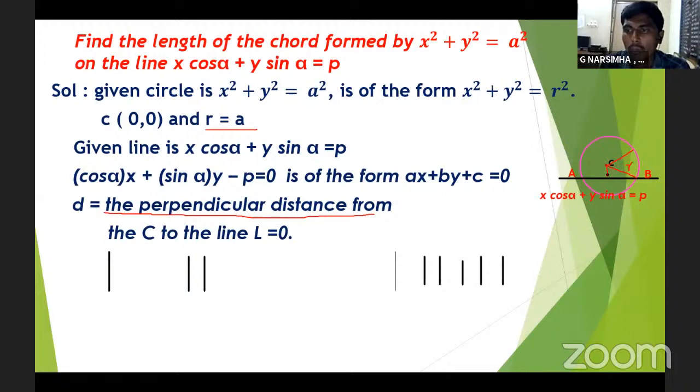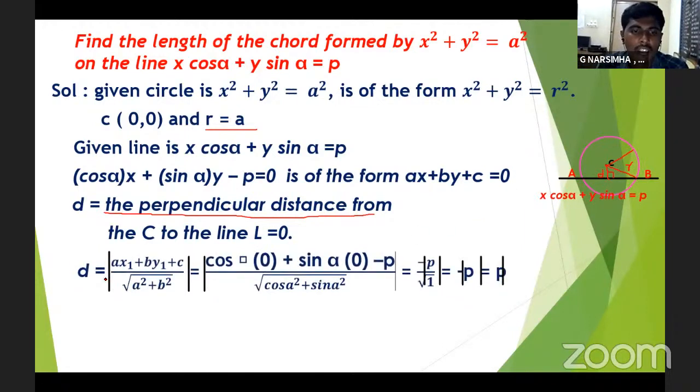Here, small d means the perpendicular distance from the center of the circle to the line L. As you know already, the perpendicular distance from the point x1, y1 to the line ax plus by plus c equals 0 is modulus of ax1 plus by1 plus c by root over a square plus b square. This is the formula for perpendicular distance from the point x1, y1 to the line ax plus by plus c equals 0.